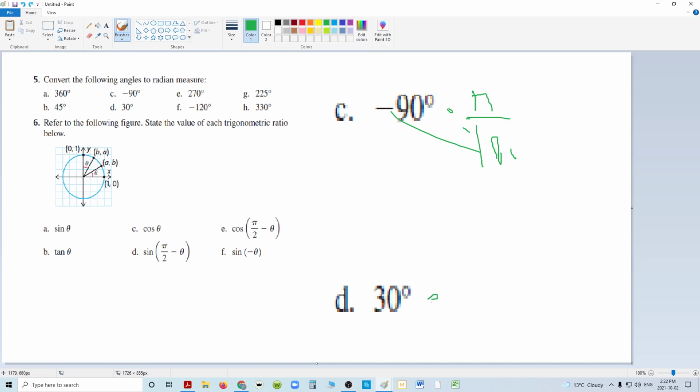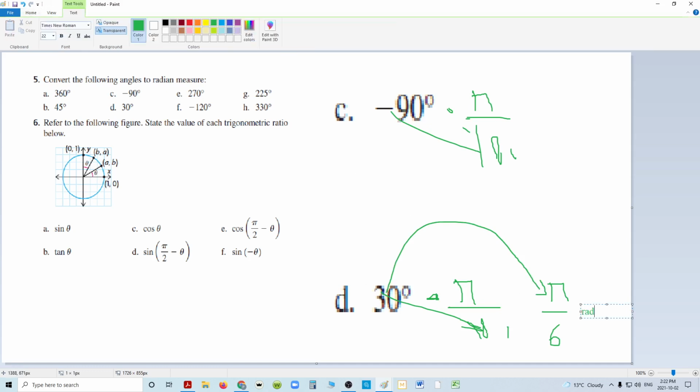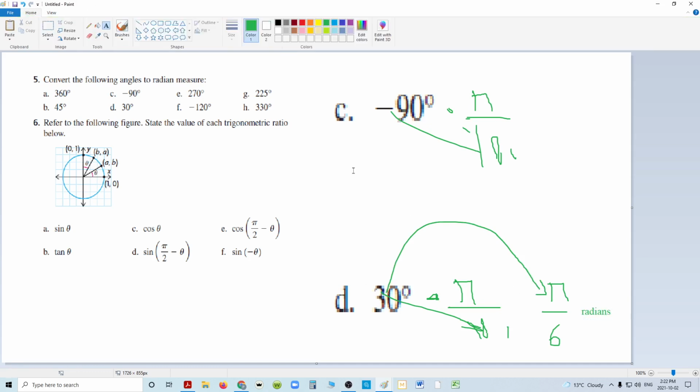What about this 30? Well, we have to multiply it by pi over 180. 30 goes into this 6 times. So you get pi over 6, which means the angle 30 is the same as the arc in radians, pi over 6. And also keep in mind there's always a little word here that I'm not writing in. Radians. These are all in radians.